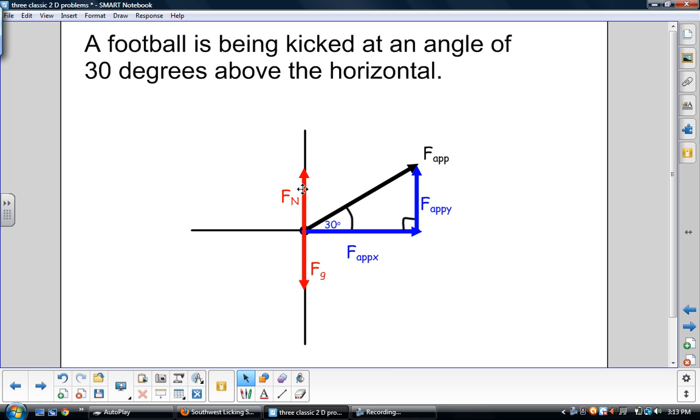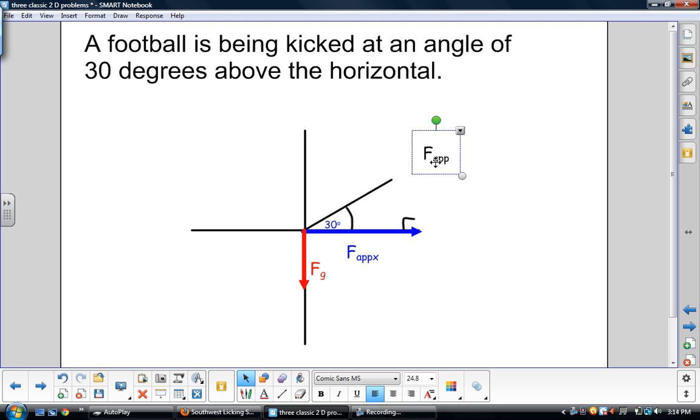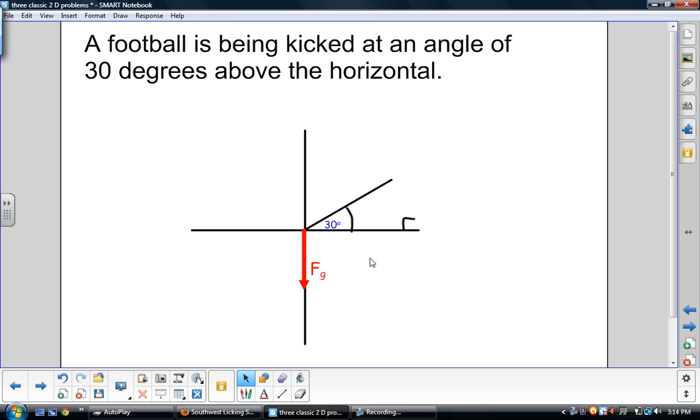So again, once the ball has left your foot, this is gone, this is gone, therefore this is gone, and this is gone, and this is gone, and this is gone. So that's the object once it's actually in the air.